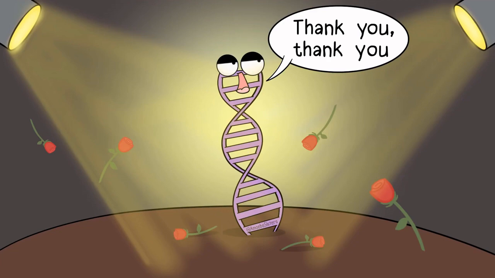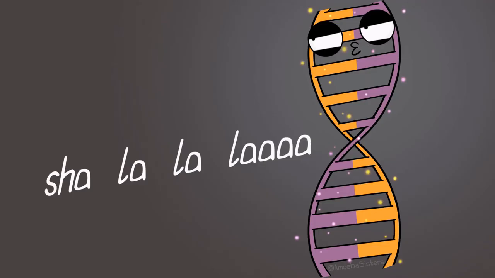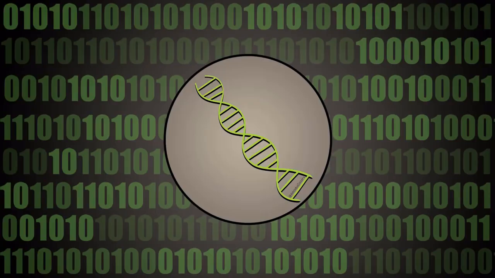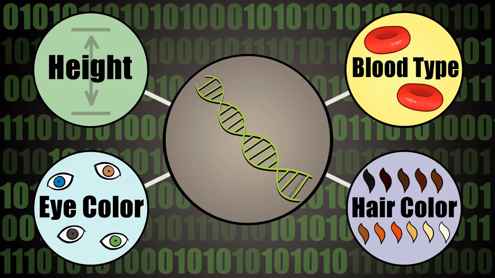Sometimes it feels like DNA gets all the credit. Yes, the structure of DNA is amazing. It has a beautiful double helix structure, a twisted ladder. It has its own emoji. DNA stores genetic information and codes for your traits.